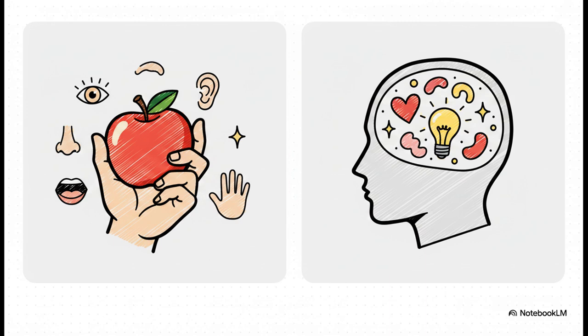Concrete versus abstract nouns. This is really all about the tangible versus the intangible. Concrete nouns are physical. They are completely real to your 5 senses. Abstract nouns, on the other hand, are not physical at all. They're the ideas, feelings, and qualities that live entirely inside your mind or your heart.